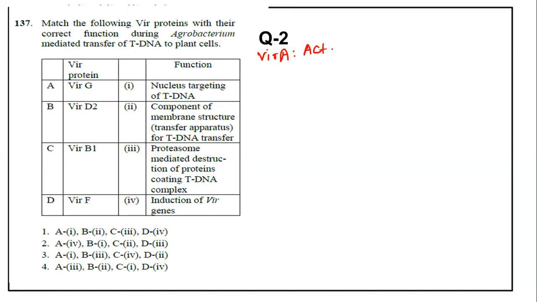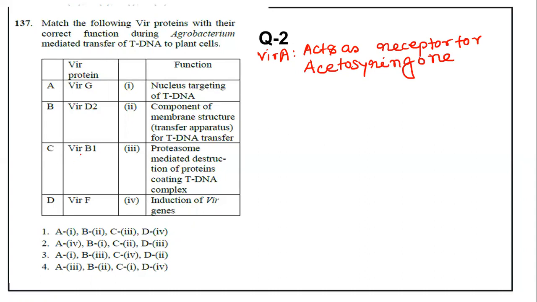VirA acts as a receptor for acetosyringone. Acetosyringone is a phenolic compound which is released by the wounded parts of plants, right? That actually acts as a chemoattractant. That is VirA.